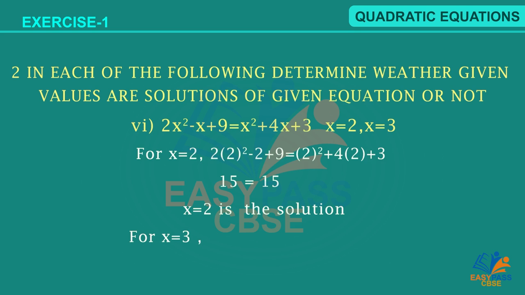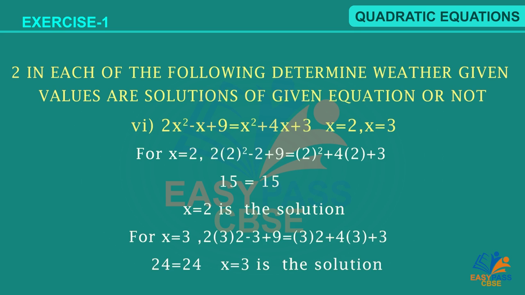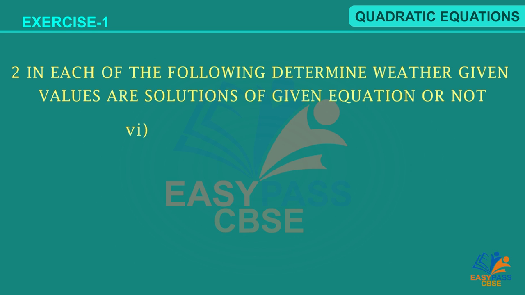x is equal to 3. On the left hand side, we get 24. On the right hand side also, you get 24. Therefore, x is equal to 3 is also a solution. Next, x square minus root 2 x minus 4 equal to 0. The values are x is equal to minus root 2, and another one, x equal to minus 2 root 2.